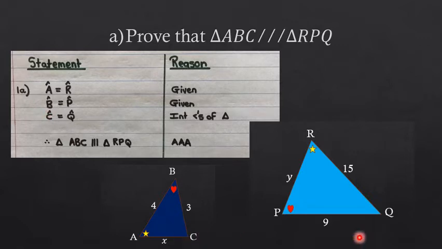How do I know that? Because remember I told you only actually need to find two angle sizes that are the same, because the third one will automatically be the same. And what is the reason there? Interior angles of a triangle. Thus, triangle ABC is similar to triangle RPQ. Why? Because of angle, angle, angle.